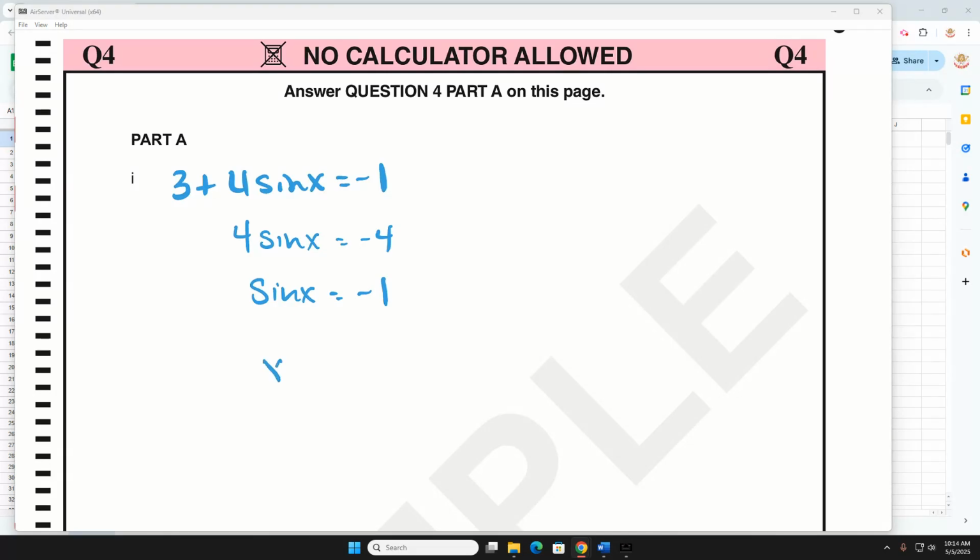Okay, so let's think about the unit circle or the graph of sine, whichever way you want to think about it. But what angle gives a sine that is negative 1? 3 pi over 2. So if we're thinking about the unit circle, 1 or negative 1 is going to be one of the quadrant angles. And we're looking for a quadrant angle where the y is negative 1.